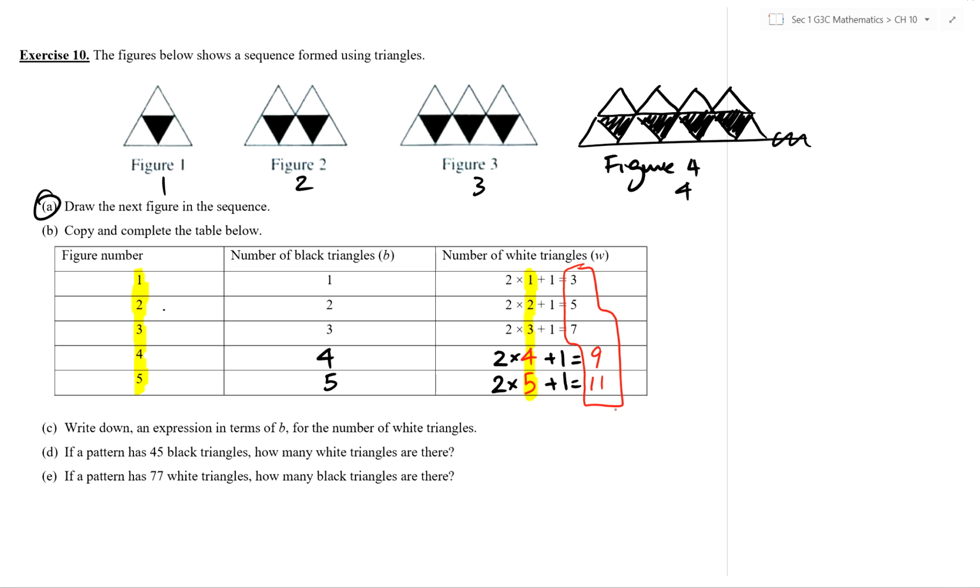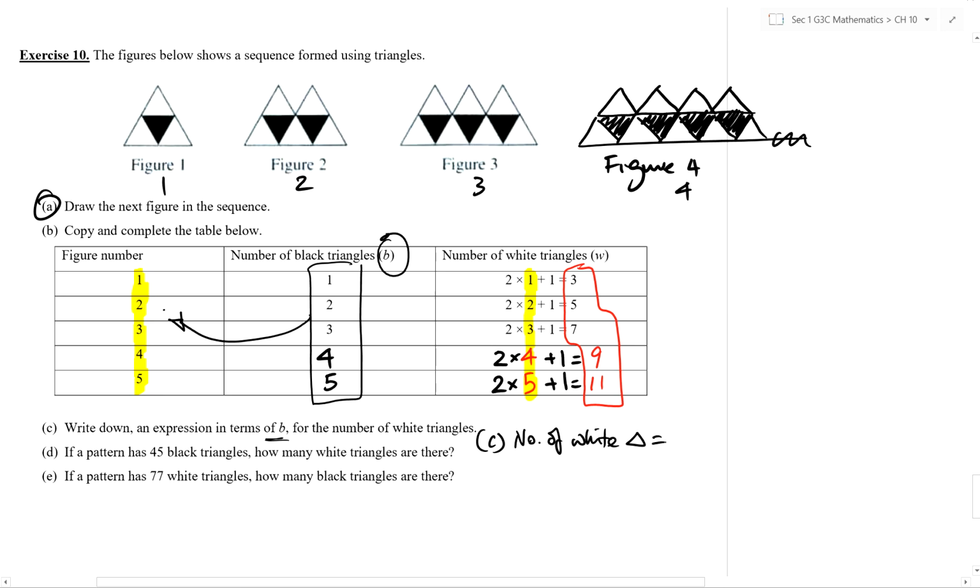Right, so let us move on to part C. Write down an expression in terms of B. So these are the B values over here, which correspond to the figure number also. Part C, number of white triangles is equal to, write down exactly what we see. It is always 2 times of something. 2 times of, we observe that it is B plus 1. Simplify to become 2B plus 1. That's the answer for part C.